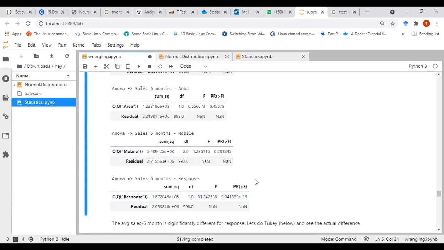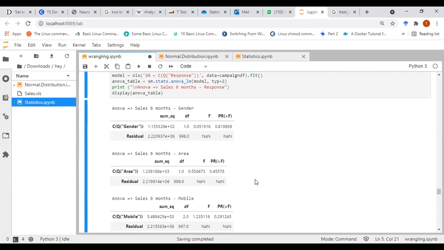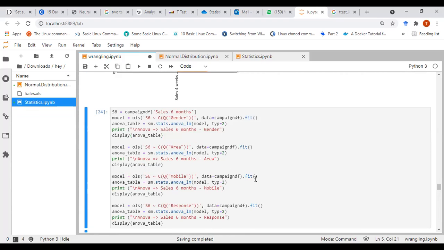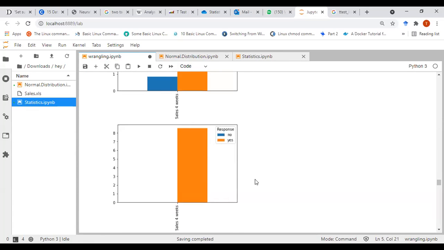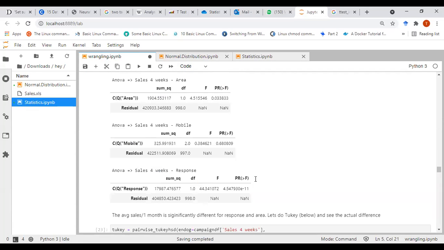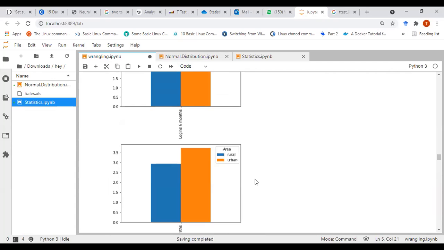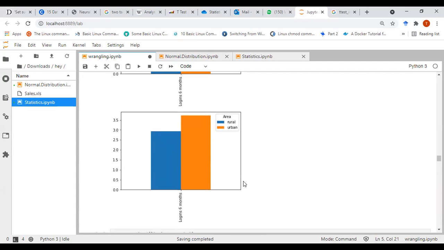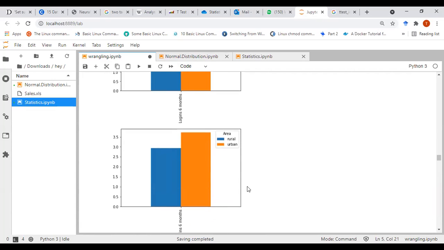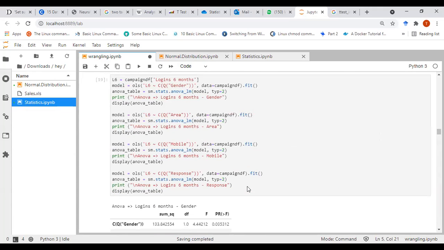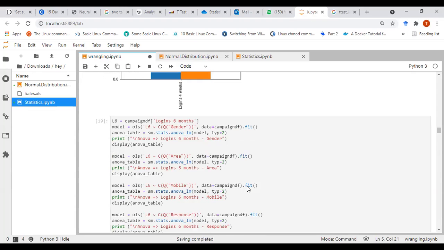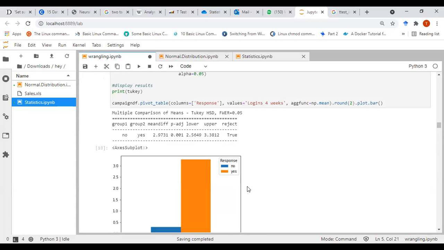And the sales 6 months, sales 4 months, on a monthly basis, I am correlated with my area. And on the monthly login basis, on the 6 monthly login basis, I am correlated with my area and gender. Okay, so that's a pretty strange behavior. Can you try to understand this right now?